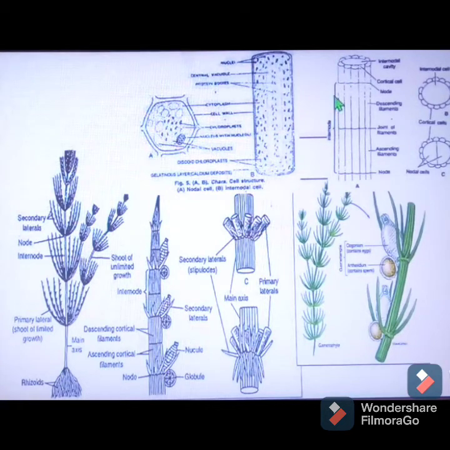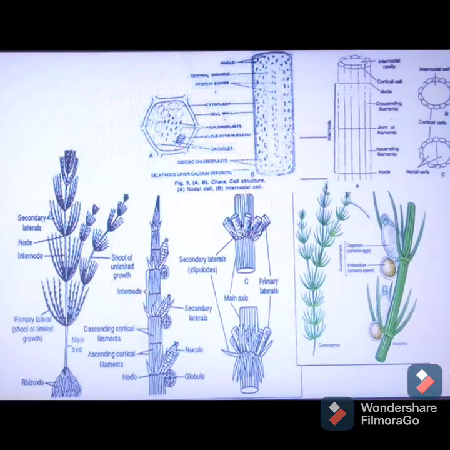This diagram shows the structure of only the internode, meaning this part from here to here. This internode is made up of two types of cells.